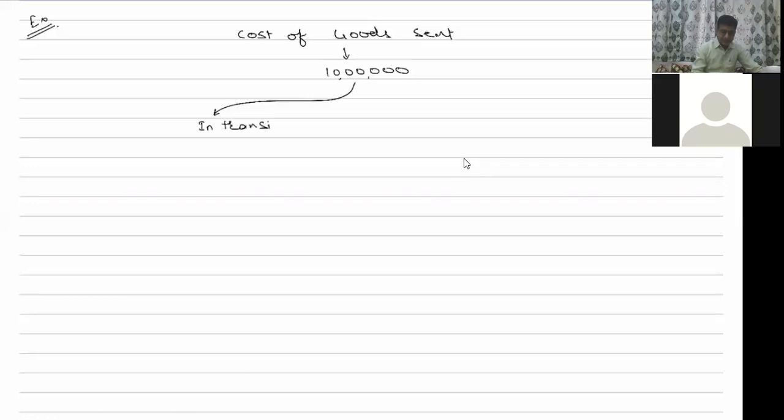We are talking about the example. Cost of goods sent was 10 lakh. Correct? Yes or no? In transit is 1/5 of the goods, that is of 2 lakh rupees or not?